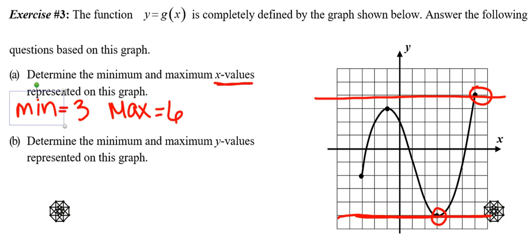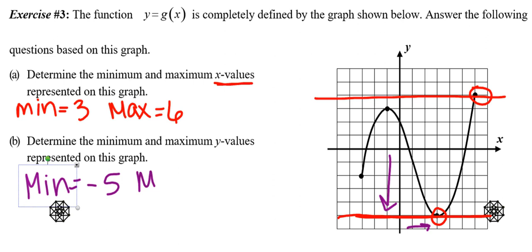Then it says, determine the minimum and maximum y values represented by the graph. So for my y value, you're looking down. We looked across before, now we're looking down. So my minimum is going to be -5, and my maximum is going to be 4.